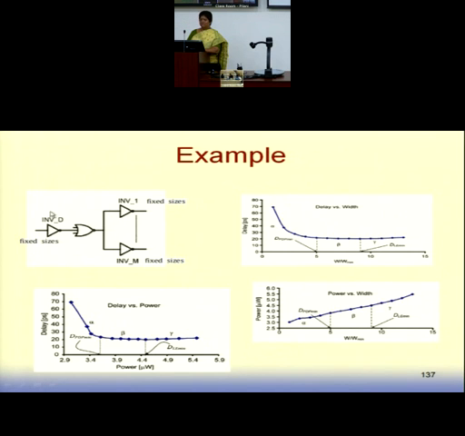Similarly, if you plot the power of this path with respect to W, as you go on increasing W, the power goes on increasing. Why? C load goes on increasing. Look at the expression alpha C VDD square. VDD square you are not tempering with, it is only C. So as you increase W, C goes on increasing. So with increase in W, power goes on increasing. This kind of graph is again expected.